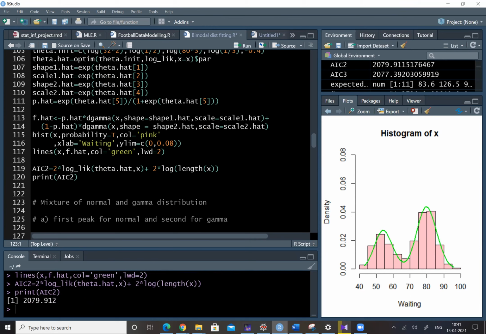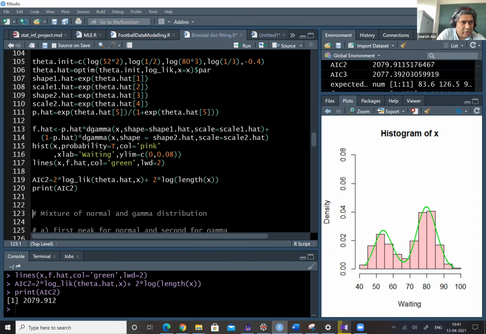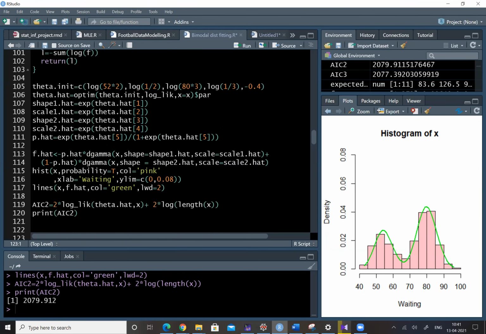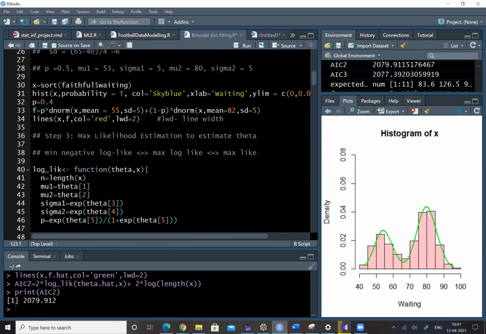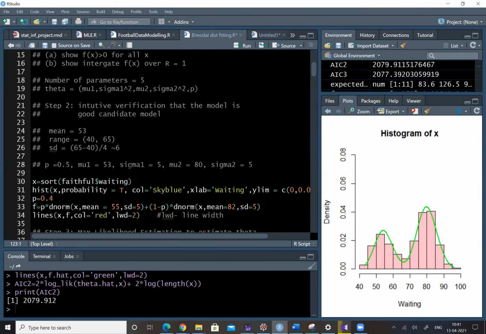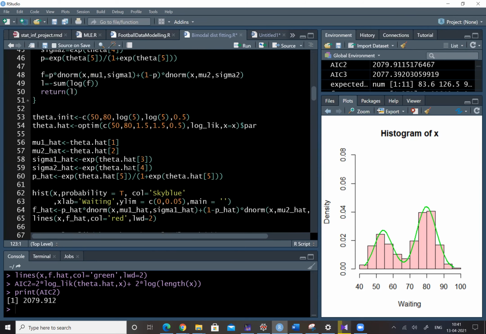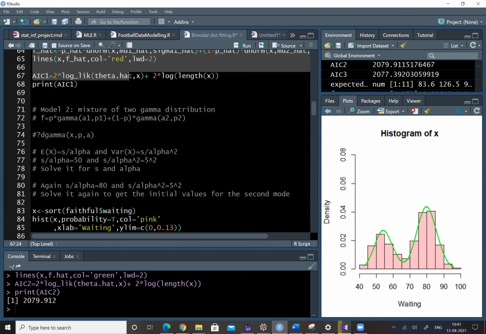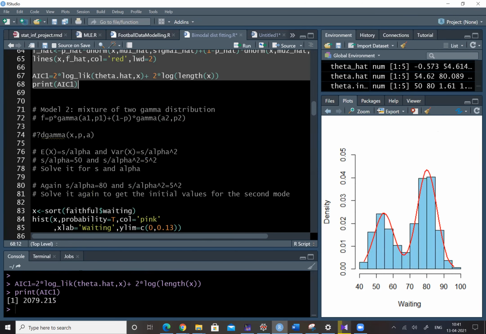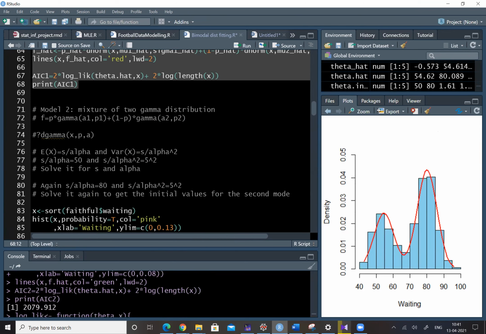And AIC2, I've named this. This is the AIC of the mixture of two gamma. Did you try the mixture of two normal? Yes, sir. What was that AIC? Just a second, sir. Here it is. So it's this value, 2079.215. Somewhat close.